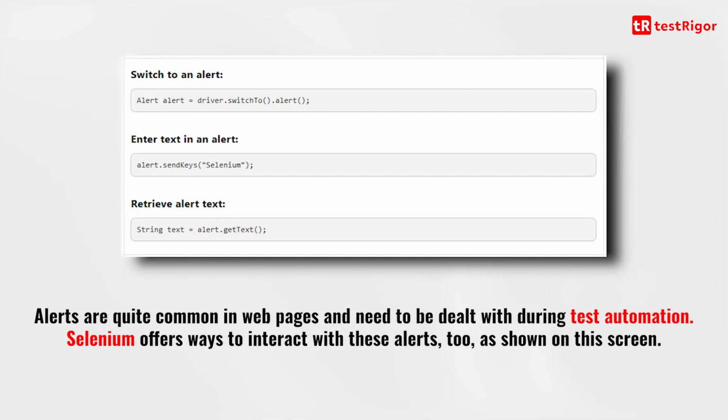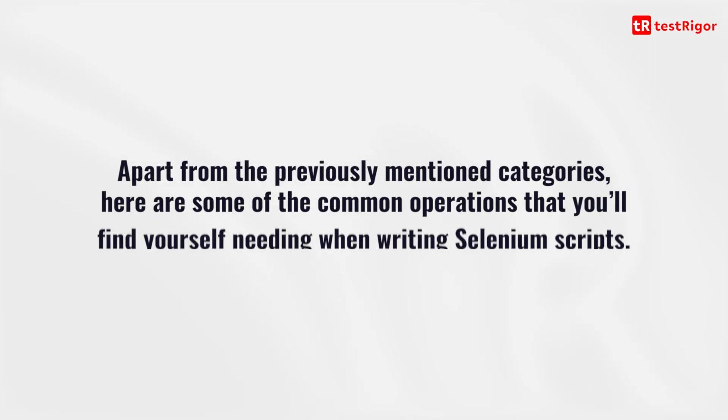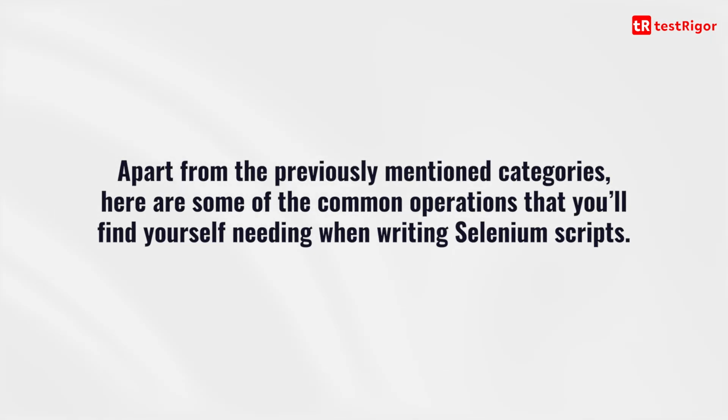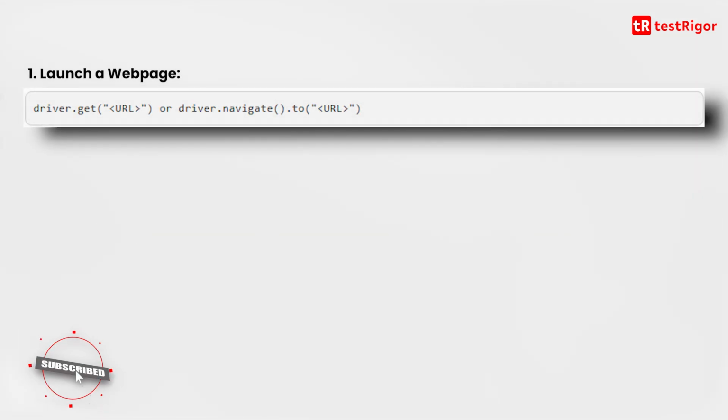Selenium offers ways to interact with these alerts too, as shown on this screen. Apart from the previously mentioned categories, here are some of the common operations that you'll find yourself needing when writing Selenium scripts. Number 1, launch a web page. You can launch a web page using the driver object.